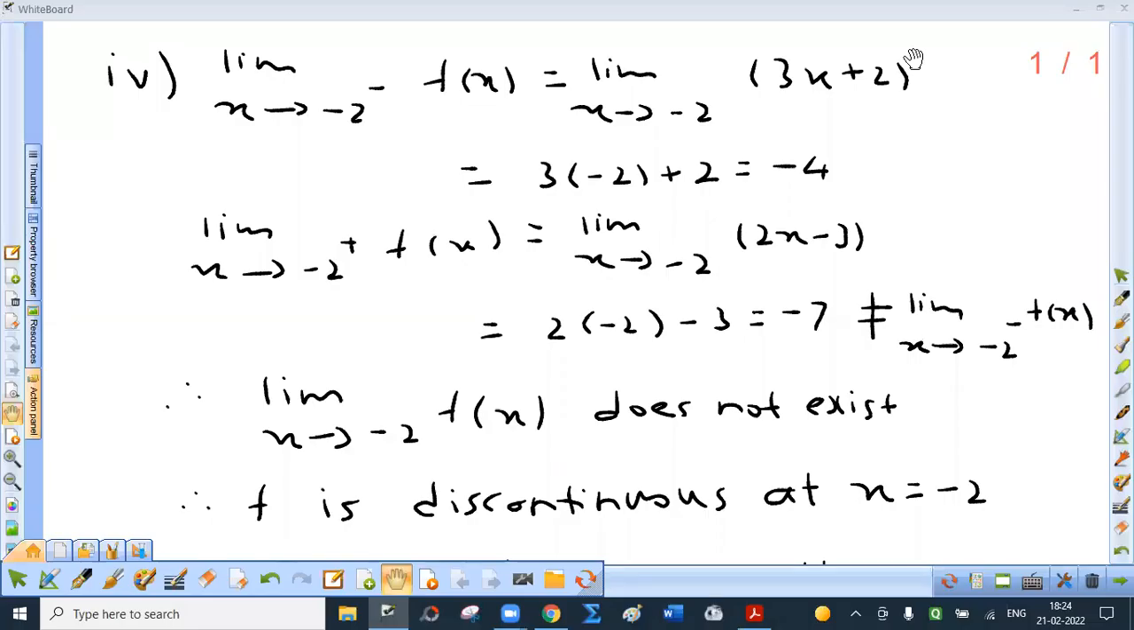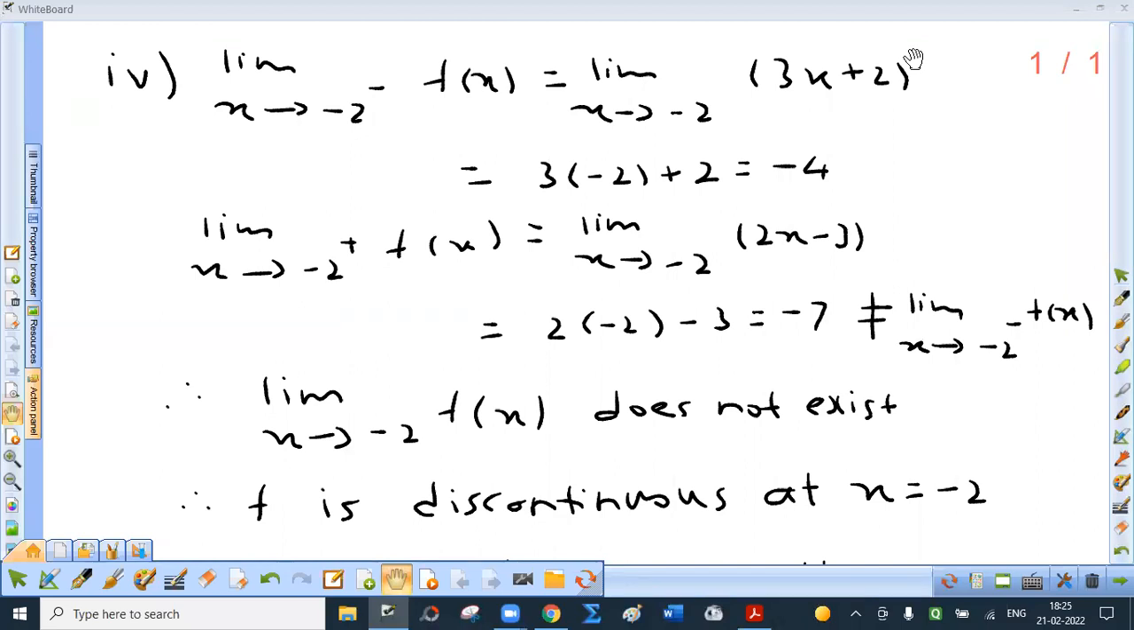Fourth one, f of x is 3x plus 2 for minus 4 less than or equal to x less than or equal to minus 2. It is 2x minus 3 for minus 2 less than x less than or equal to 6. Now the limit as x tends to minus 2 minus. Now you may ask why select minus 2? Because the domain is temporarily broken at minus 2. For minus 2 we can have left hand limit and right hand limit.